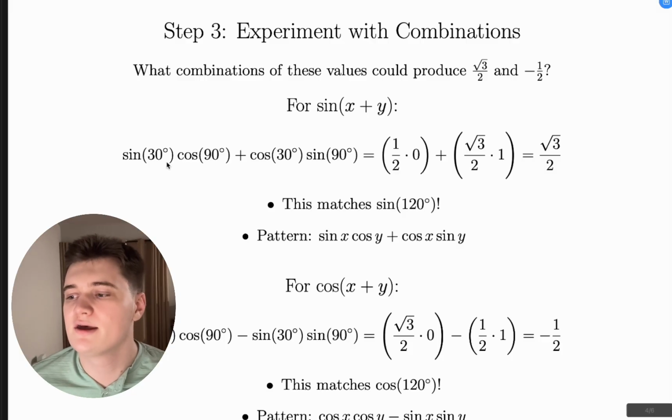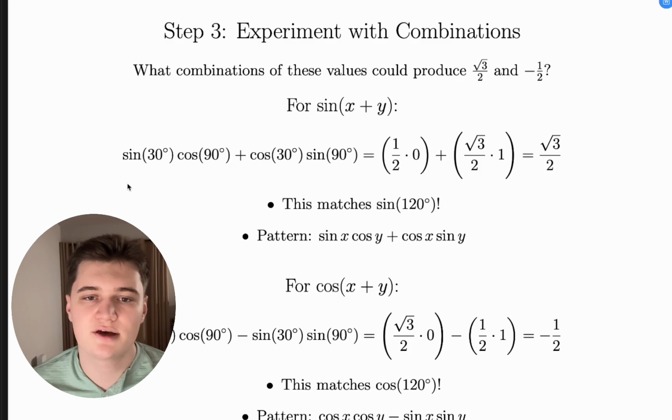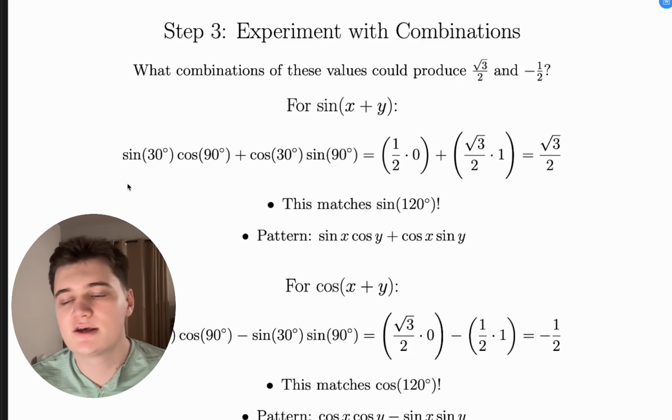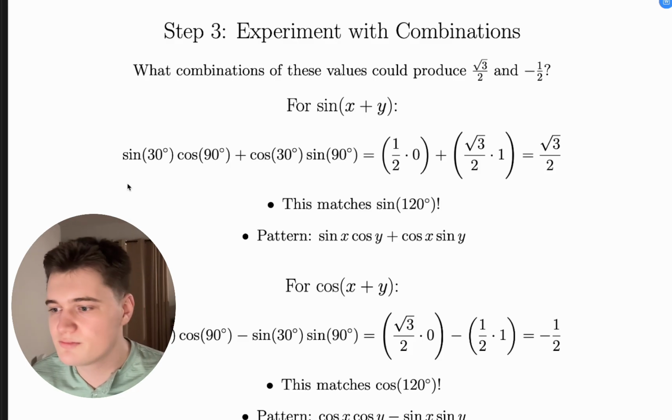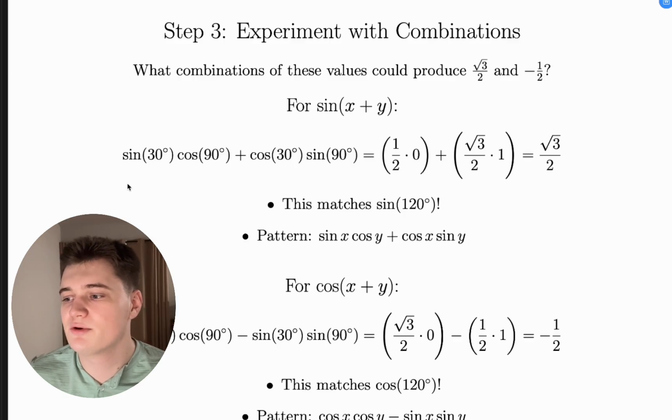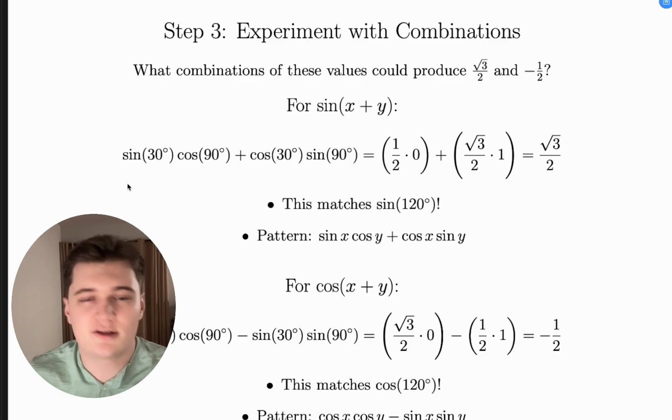Let's take a look at sine of x plus y. Sine 30 multiplied by cosine 90 plus cosine 30 multiplied by sine 90 is going to equal 1 over 2 multiplied by 0, because our sine of 30 degrees is going to be 1 over 2 and our cosine of 90 degrees is going to be 0. It's just going to give us 0, right?